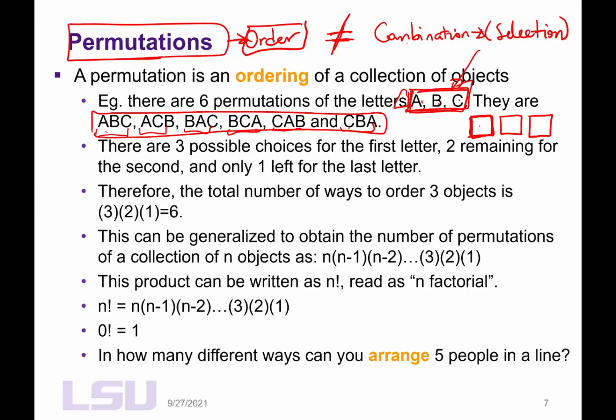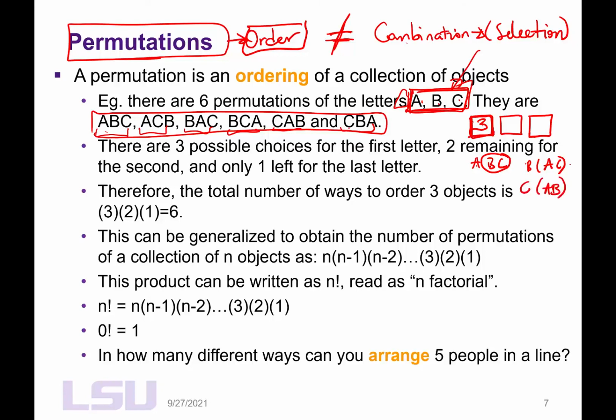A, B, or C could start. So 3. Now, A, B, or C has started these 3 letters. So how many letters do you have left? 2, right? It's A, B, or C. The first could have been A, and then you are left with only B or C. The first could have been B, and then you are left with only A or C, right? Or the first could have been C, and you are left with only A or B.